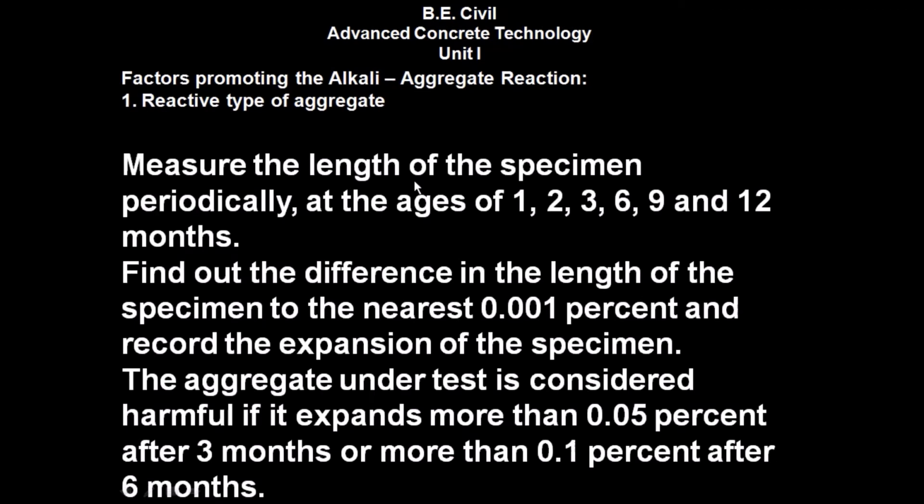Measure the length of the specimen periodically at the ages of 1 month, 2 months, 3 months, 6 months, 9 months and 12 months, that is 1 year. So find out the difference in the length of the specimen to the nearest 0.01% and record the expansion of the specimen. The aggregate under the test is considered harmful if it expands more than 0.05% after 3 months or more than 0.1% after 6 months.